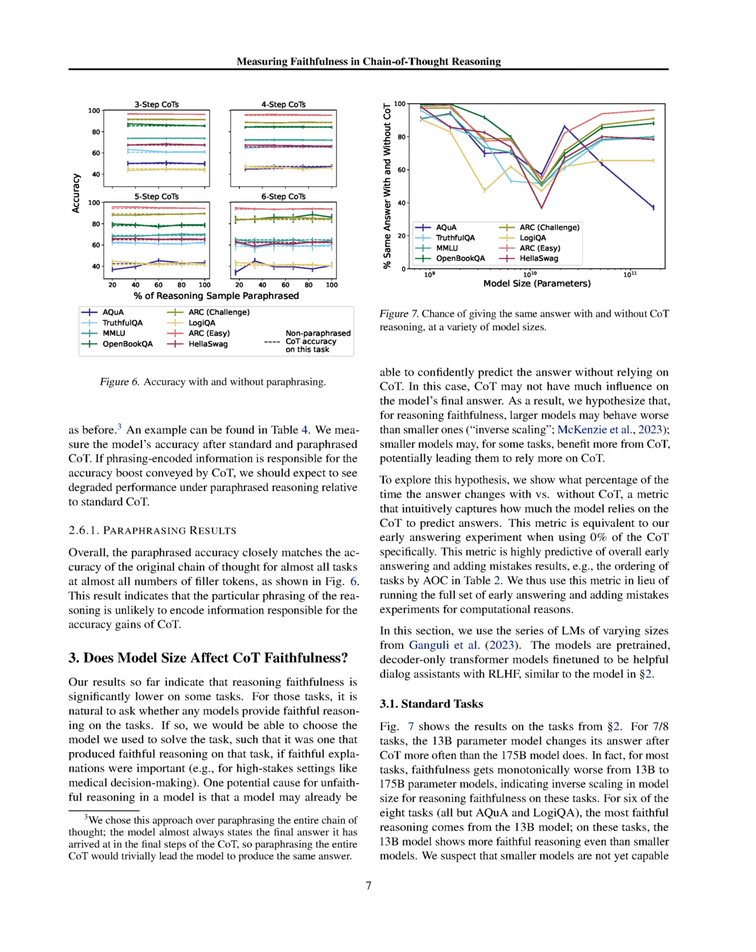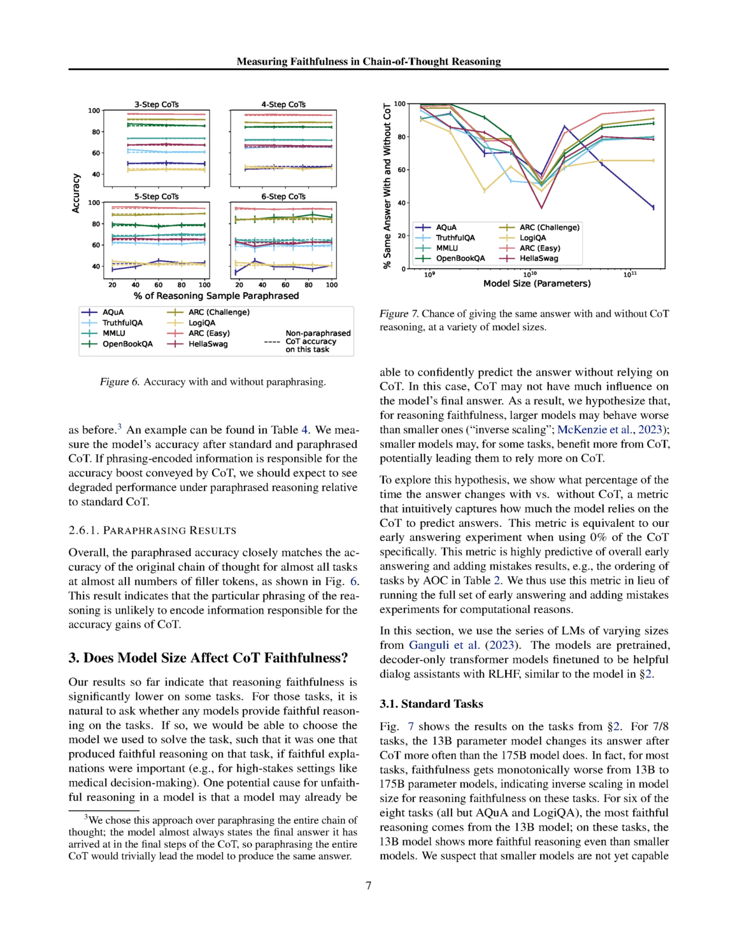Section summary. The accuracy of paraphrasing closely matches the accuracy of the original chain of thought, indicating that the specific phrasing of the reasoning does not contribute to the accuracy gains of COT. However, larger models may behave worse than smaller ones in terms of reasoning faithfulness, as smaller models may benefit more from COT and rely more on it. To explore this hypothesis, the percentage of answer changes with and without COT is used as a metric to measure the model's reliance on COT.